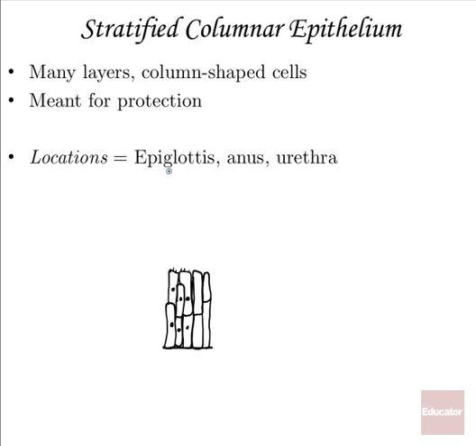Locations: the epiglottis. The epiglottis is actually a flap that comes down on the entrance to your airway, to your trachea, every time you swallow. Because oftentimes when a human being is swallowing, they're getting food or liquid down into their digestive tract, and you don't want it going down into the lungs. So the epiglottis is a nice flap that protects us from aspirating on something other than air. The anus and the urethra also need protection based on what's going through those areas.